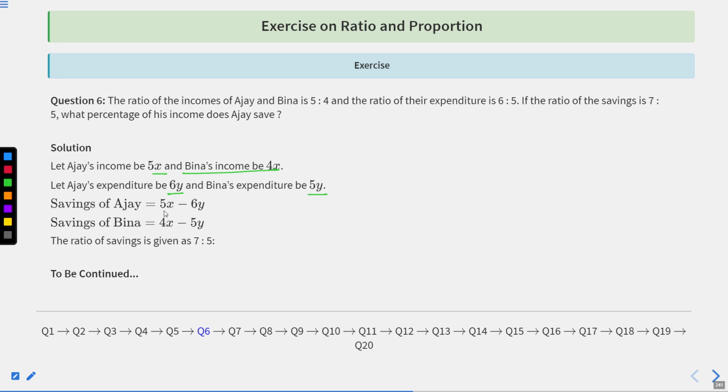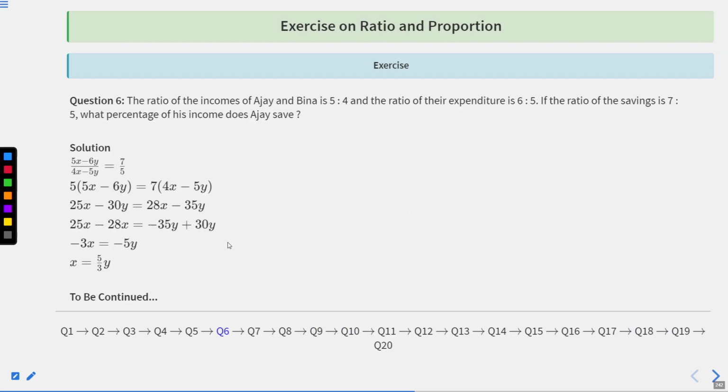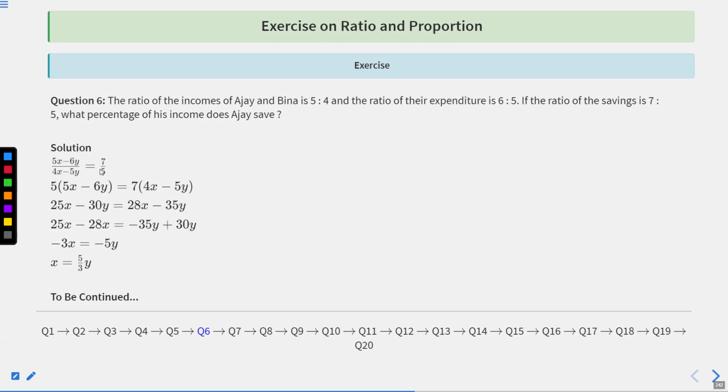So savings by Ajay is equal to 5x minus 6y, and savings of Bina is equal to 4x minus 5y. So the ratio of savings is given as 7:5. This is given in the question. So (5x minus 6y)/(4x minus 5y) is equal to 7/5. So you can do the cross multiplication here, and you will get 5 times (5x minus 6y) equal to 7 times (4x minus 5y). So when you simplify this, you will get a relation between x and y, that is x equal to 5/3 y.